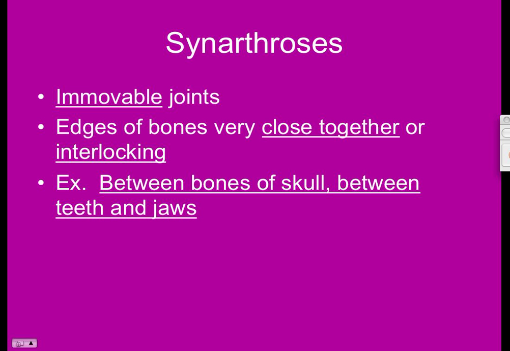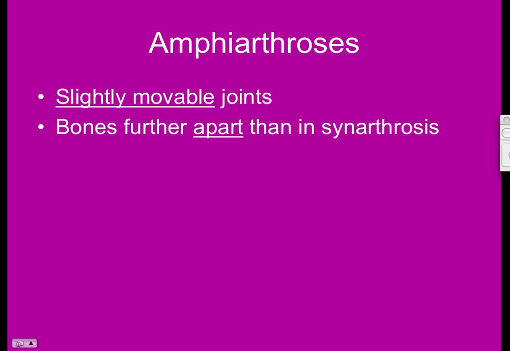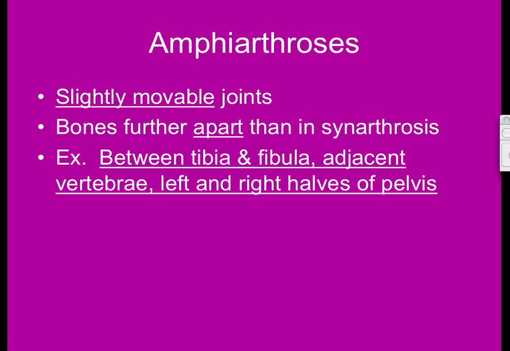Examples of a synarthrotic joint are between the bones of the skull as well as between the teeth and the jaws. Amphiarthroses are slightly movable joints. They have bones that are further apart than in a synarthrosis. And examples of an amphiarthrosis are between the tibia and fibula, between our adjacent vertebrae, and between the left and right halves of the pelvis, which does move, especially during childbirth.